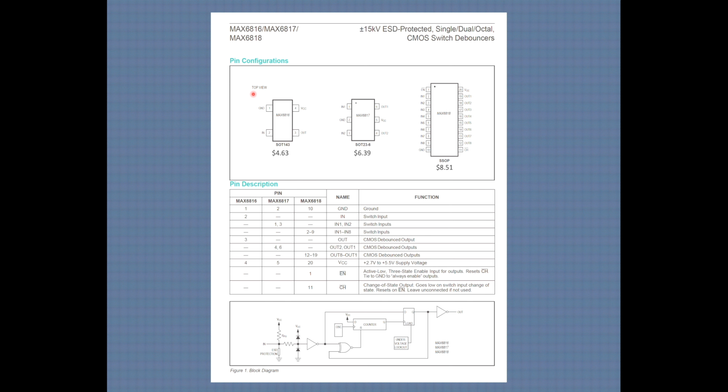Okay, the Max series, 68, 16, 17, and 18. These are all surface mount. They don't make any dip packages, and that was the pricing at the time. Block diagram: you have 1 channel, 2 channels, and this one has 8 channels. So you could do 8 switches off this one, 2 off this one, 1 off this one.